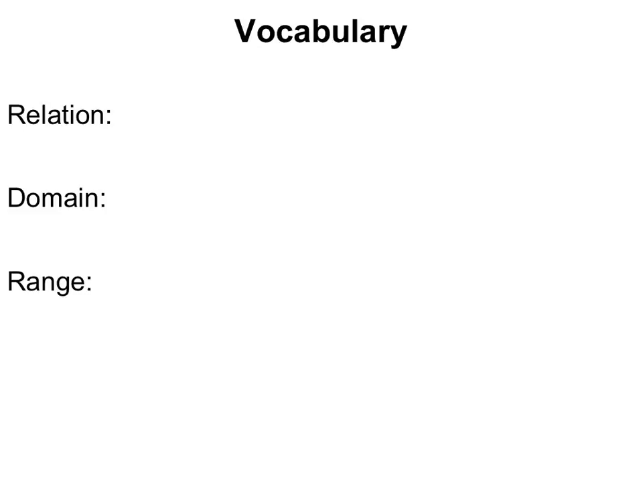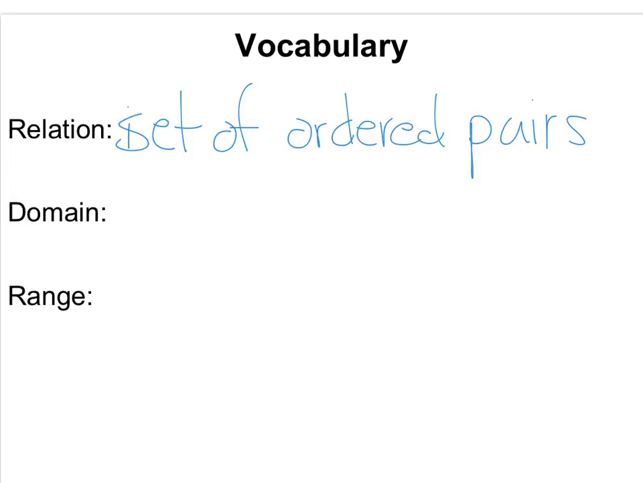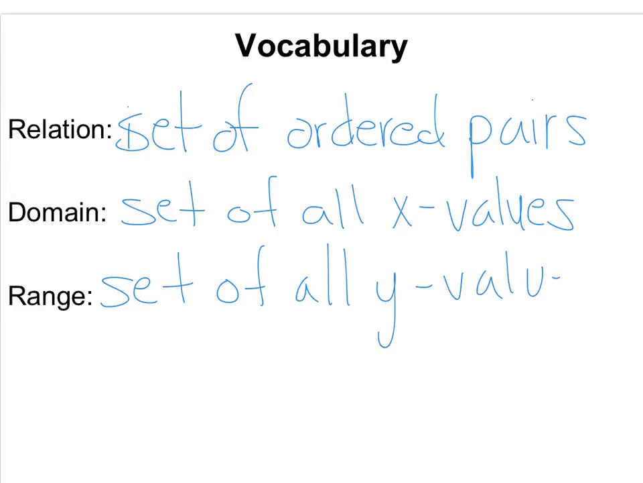A relation is a set of ordered pairs. The domain is the set of all x values. And the range is the set of all y values. So just some new words for us for when we talk about an ordered pair.